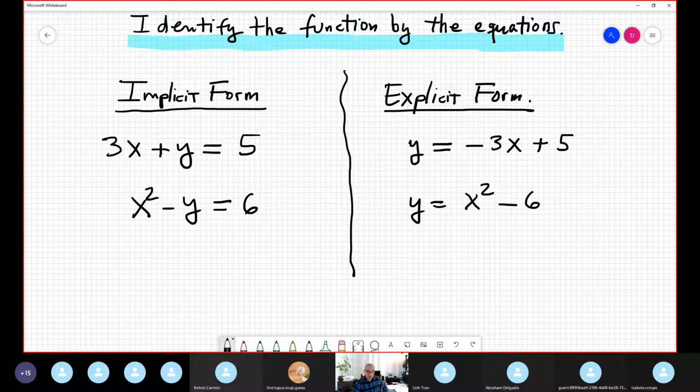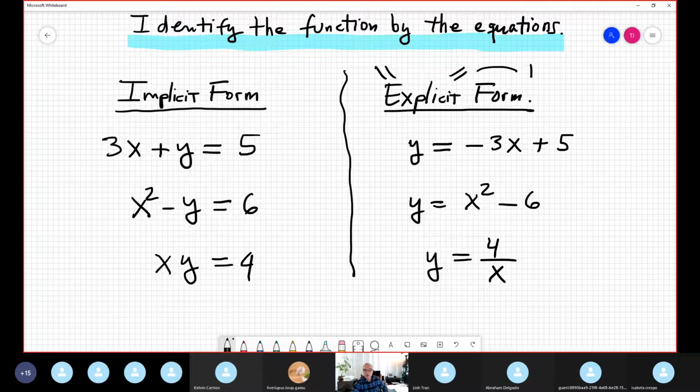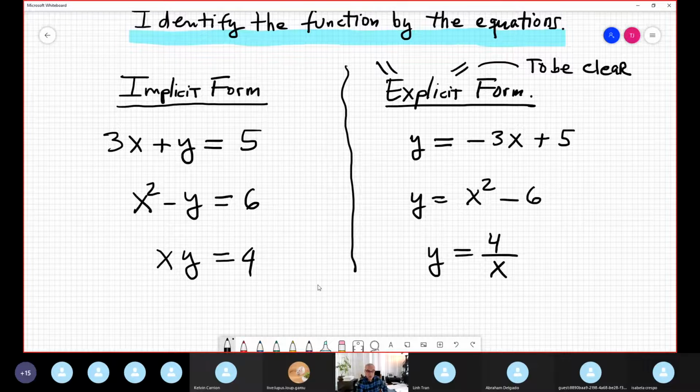One more example, and that's it. x times y equals 4, and y is equal to 4 divided by x. Okay, isolate the y as explicit. And explicit is synonymous with clear, and implicit, no. Implicit is confused. So in order to identify if one equation corresponds with a function, the first thing you should do is write the equation in explicit form. Let's do a couple of examples to illustrate this idea.